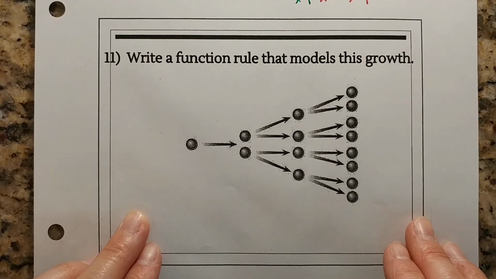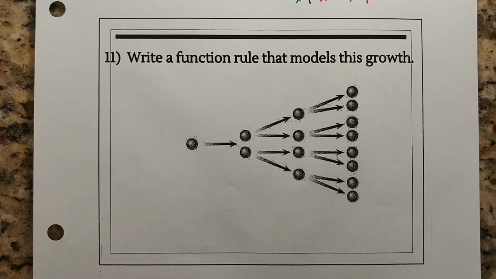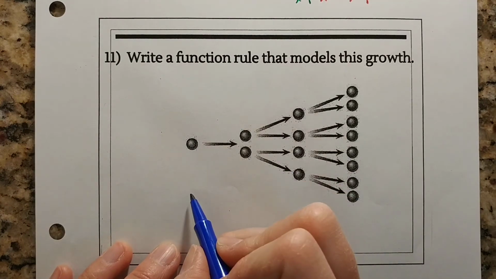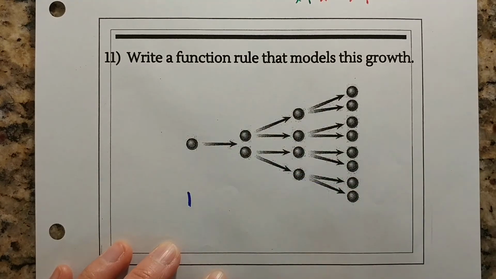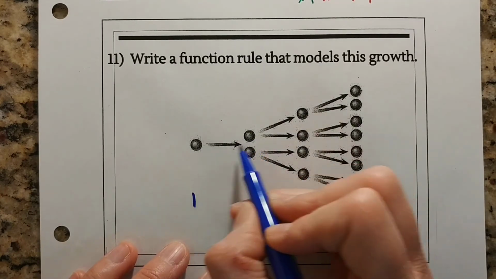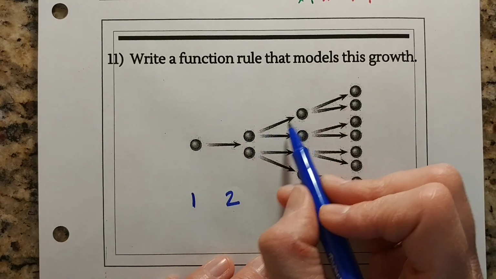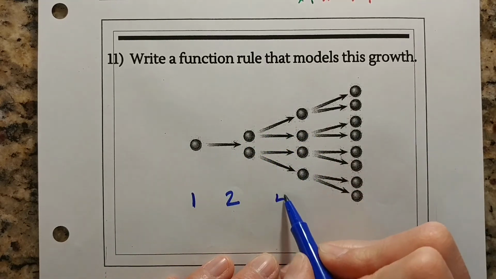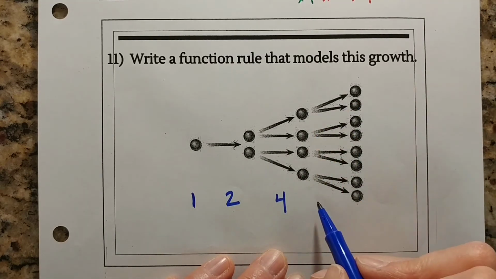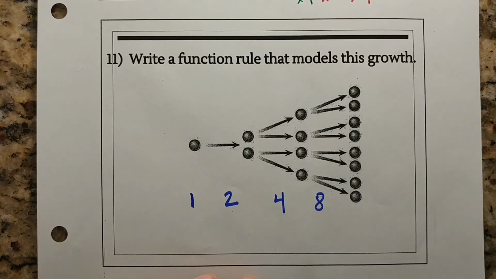All right, last one, number 11. Let's write a function rule that models this growth. So it looks like the first figure has one, maybe a circle in it. The second figure here looks like has 2. So it almost looked like it doubled here. Oh, it looks like it's going to double again. Here this has 4, and it doubles again. Here I have 8. So here's my sequence.